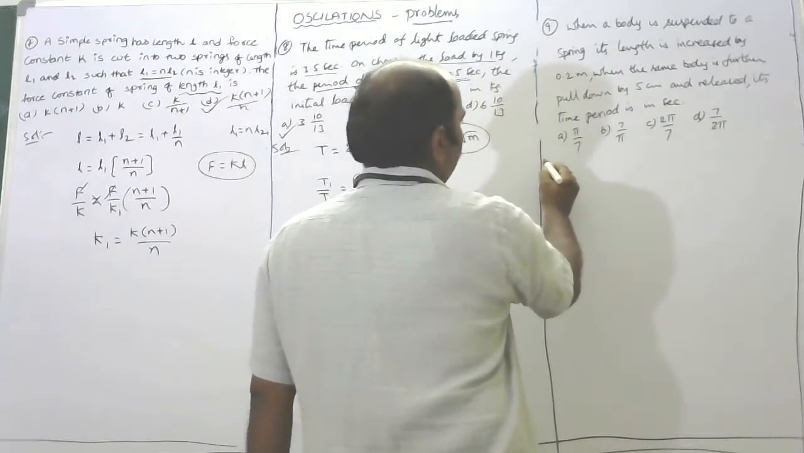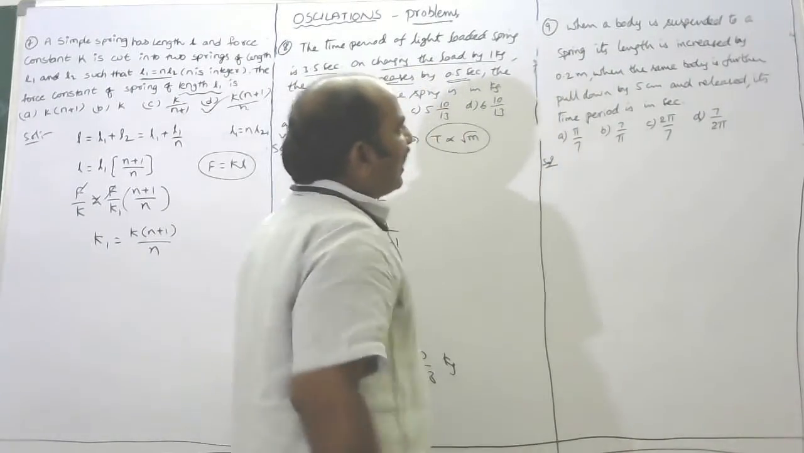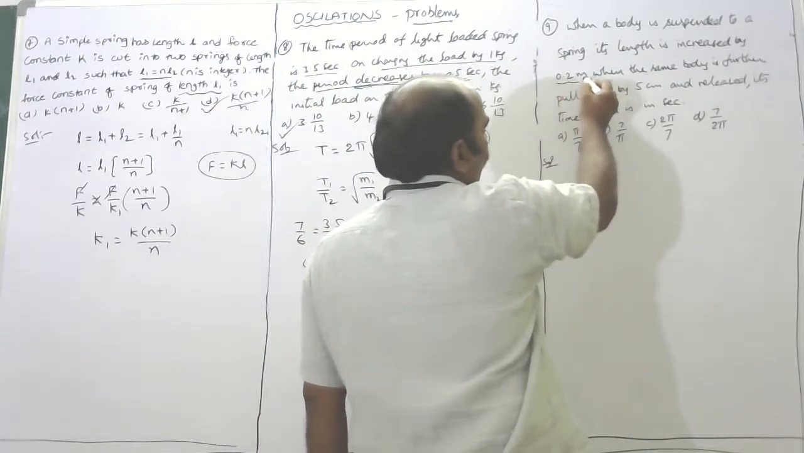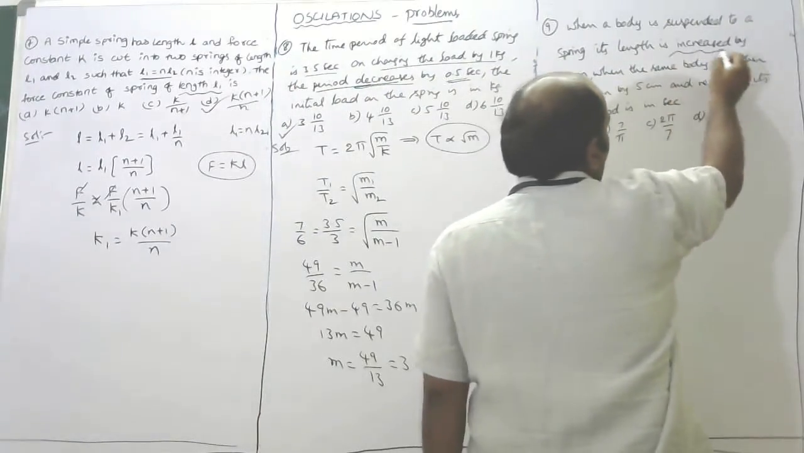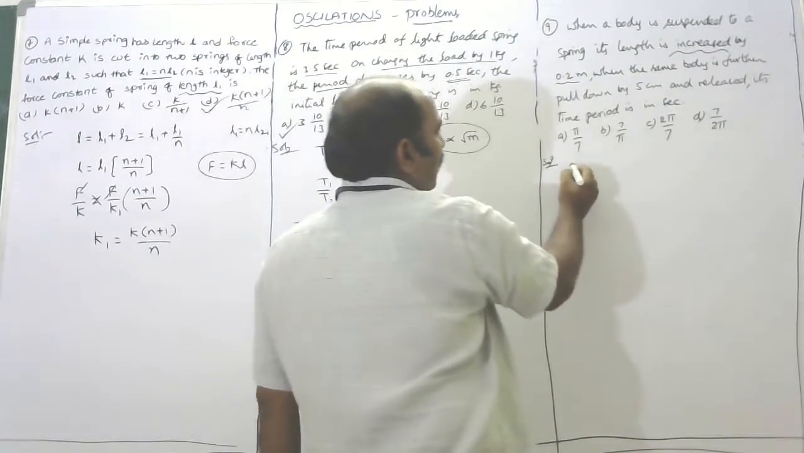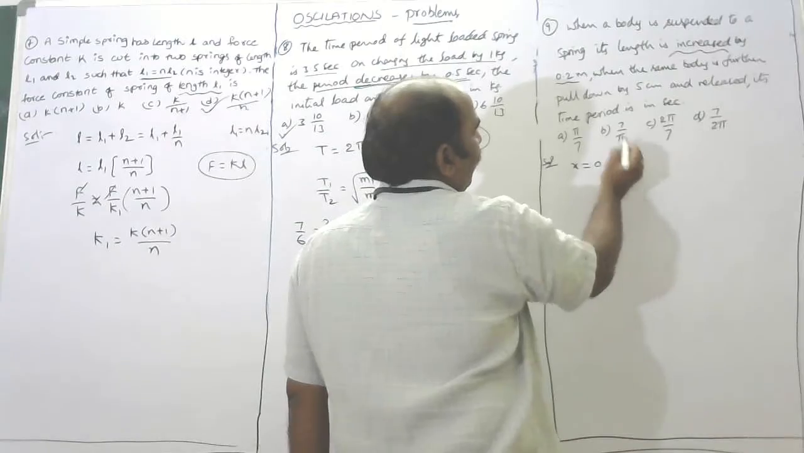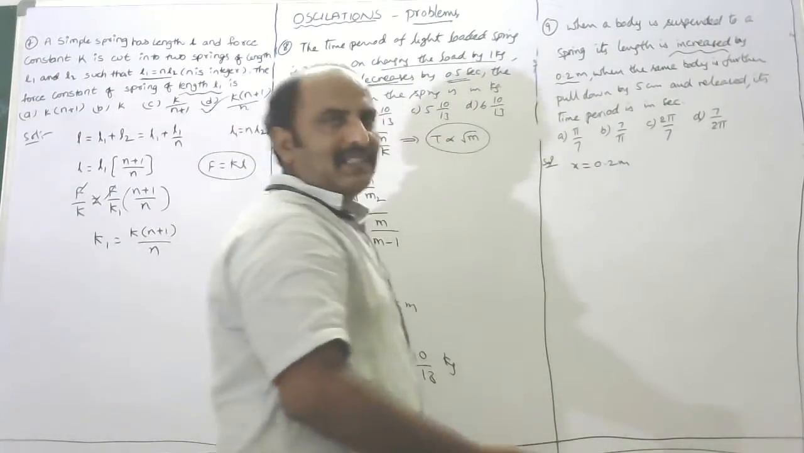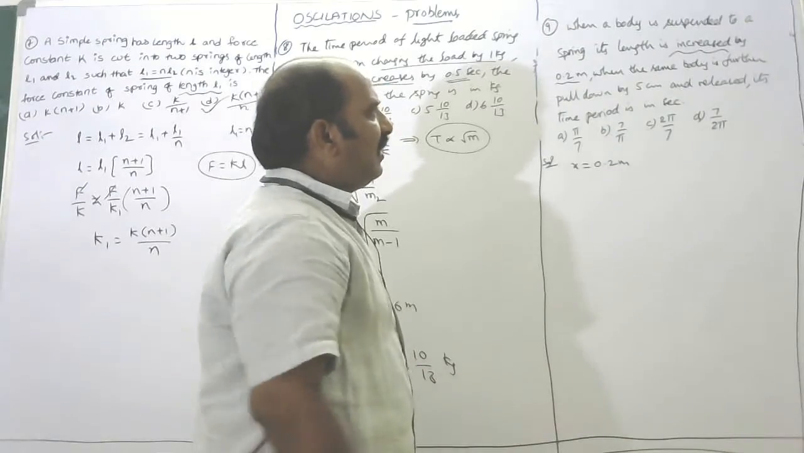Now see another one. When a body is suspended from a spring, its length is increased by 0.2 meter. This is elongation. Here length is increasing, so that is the elongation value, x is equal to 0.2 meter. When the same body is further pulled down by 5 centimeter and released, its time period in seconds is?